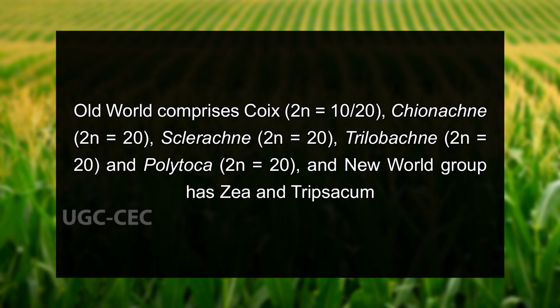And New World groups has Zea and Tripsacum. It is generally agreed that maize phylogeny was largely determined by the American genera Zea and Tripsacum. However, it is accepted that the genus Coix contributed to the phylogenetic development of the species Zea mays.